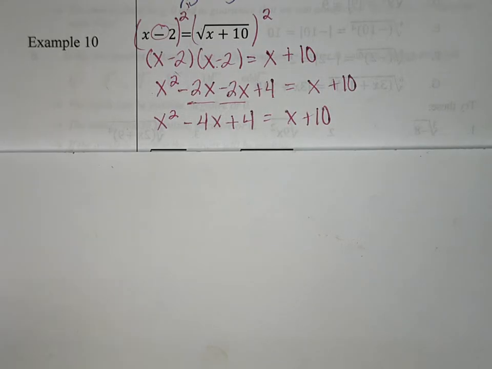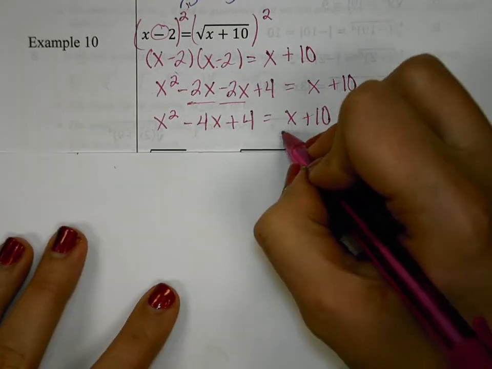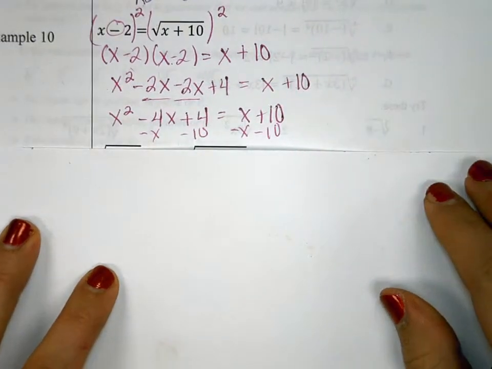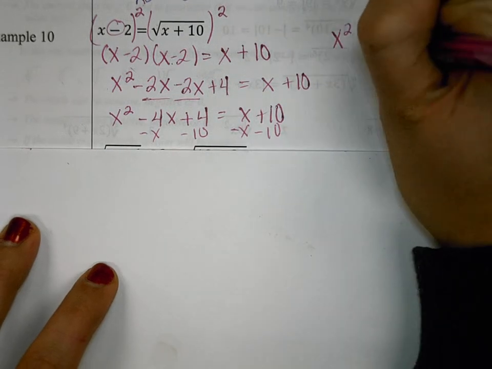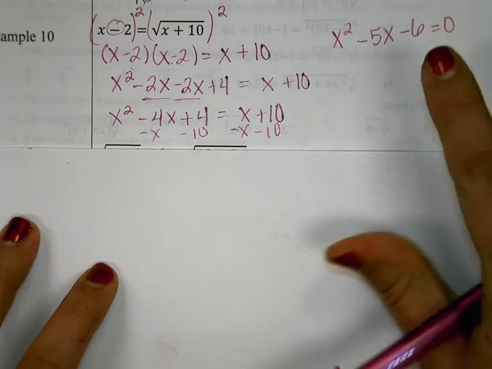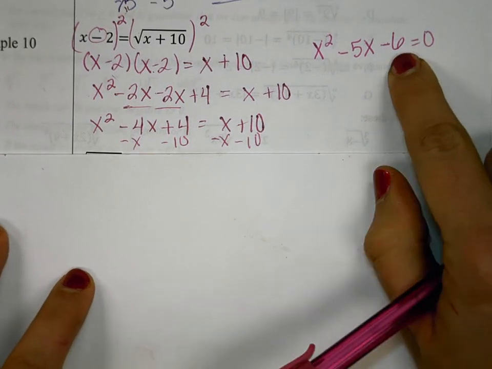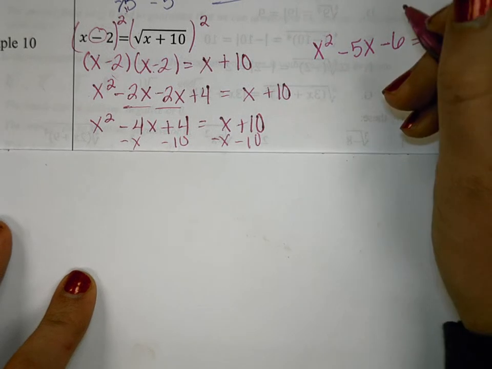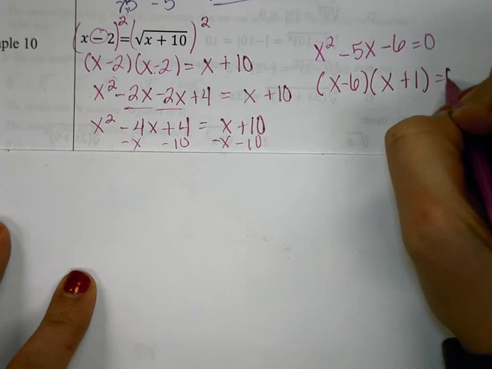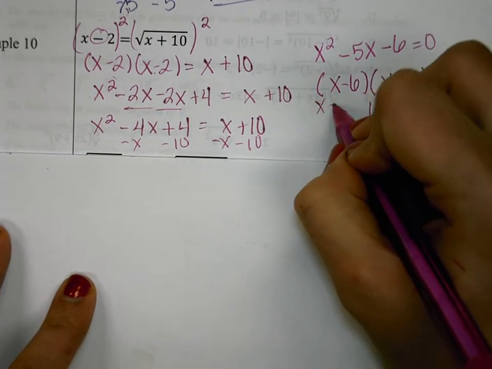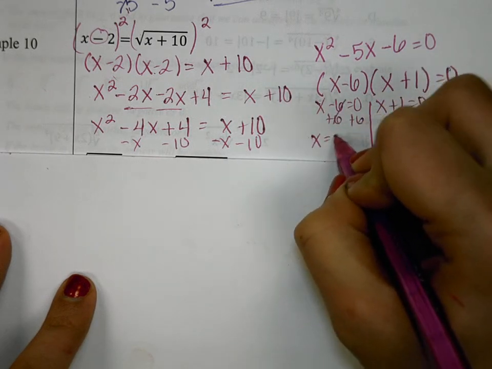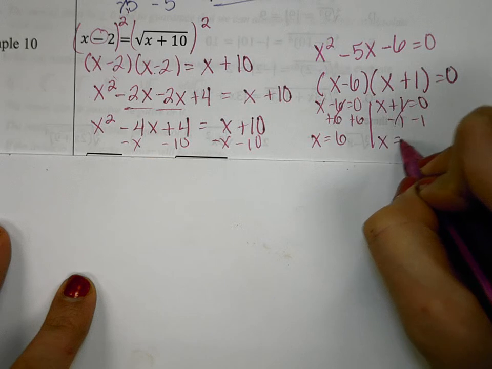And now we want to solve. This looks like a factoring problem. So let's subtract x and subtract 10 from both sides. So that's going to give me x squared minus 5x minus 6 equals 0. And we can use diamond method on this. Two numbers that multiply to negative 6 and add up to negative 5 are x minus 6 and x plus 1. So we set each one equal to 0. And we get x equals 6 and x equals negative 1.